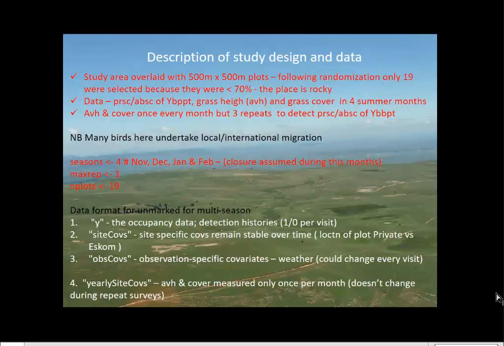We have 4 seasons, which are actually months, from November up to February. For each, I had to do 3 replicates, recording presence and absence of this species. In total, I have 19 plots from where I was searching for these birds. Not only that, I was also recording vegetation, and Russ has already explained what some of the covariates are called, but I'll quickly take you through the data format.